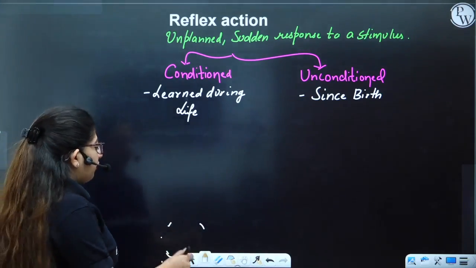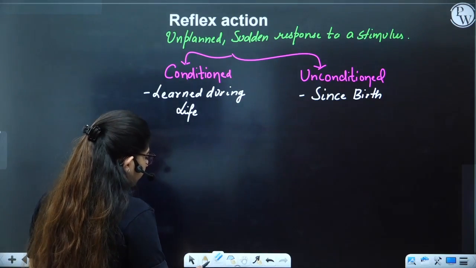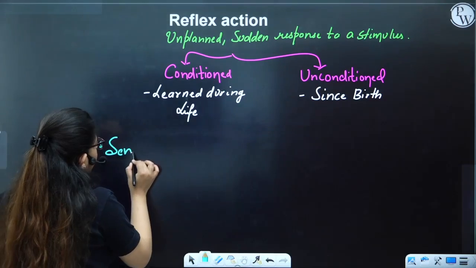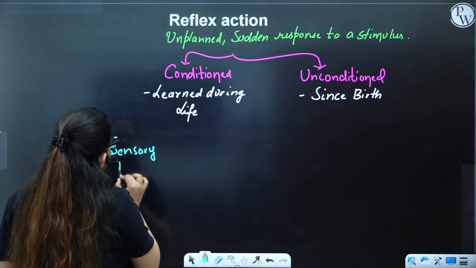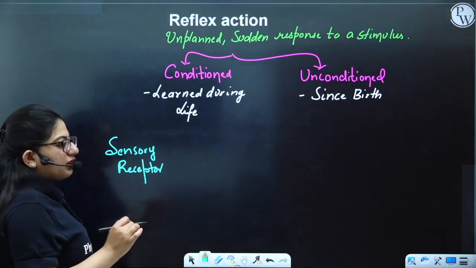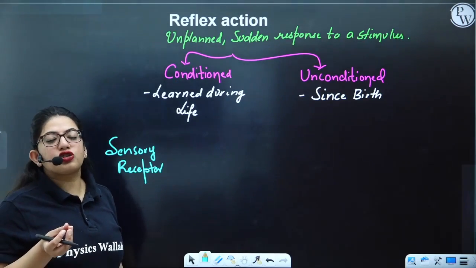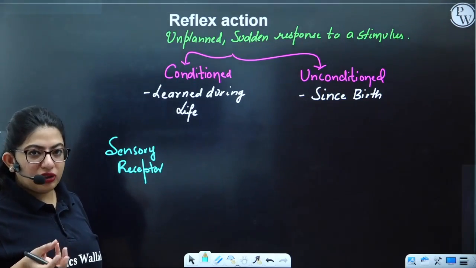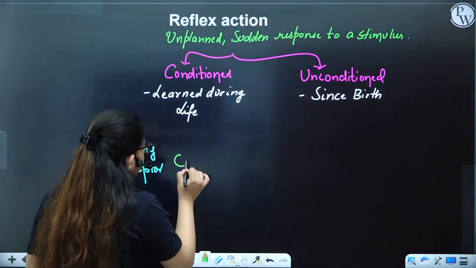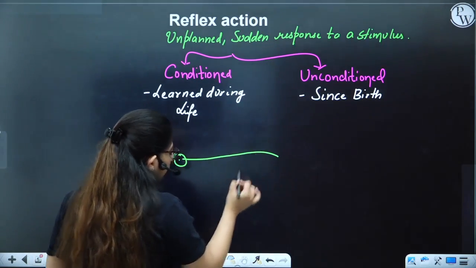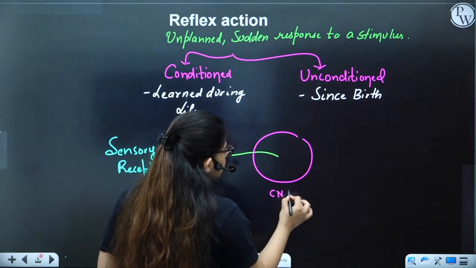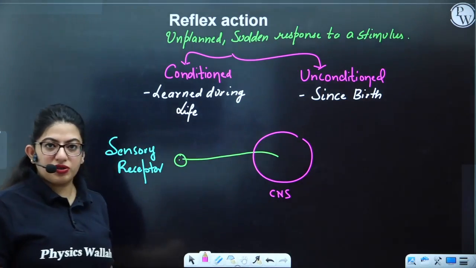So now in reflex action, what are the body organs involved? First of all, the thing that is involved is the sensory receptor. What are sensory receptors? These are certain cell-like structures which are attached to the neurons. And these neurons send signals to your central nervous system. Which nervous system? Central nervous system. So hence the central nervous system is also involved.